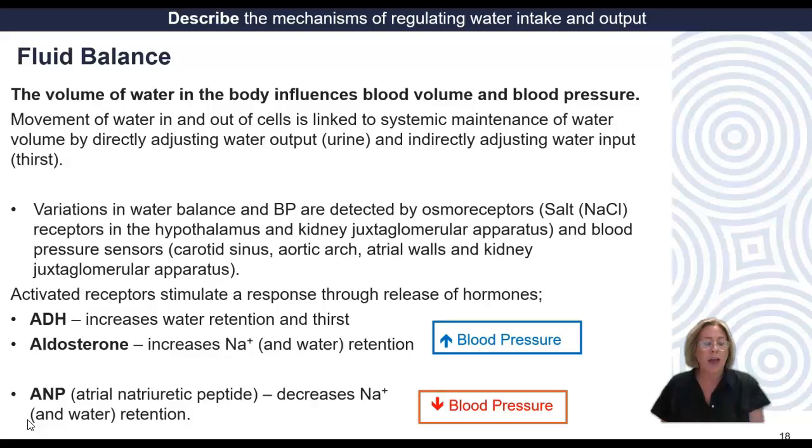We've talked about ANP, and that word natriuretic, natrium being the old word for sodium, comes from the Latin, and it being the antagonistic hormone to aldosterone.